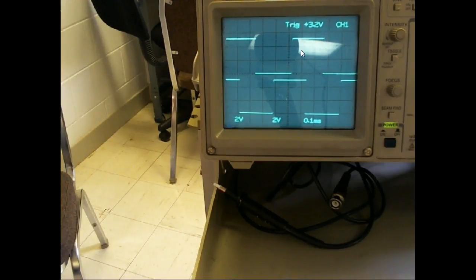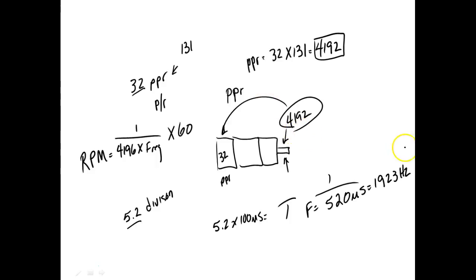So what speed do we have, guys? We got 1,223. We're going to multiply that times 4,196. Then we're going to take the reciprocal, and then multiply that times 60. It should be pretty slow. So what speed we got? Maybe micro.